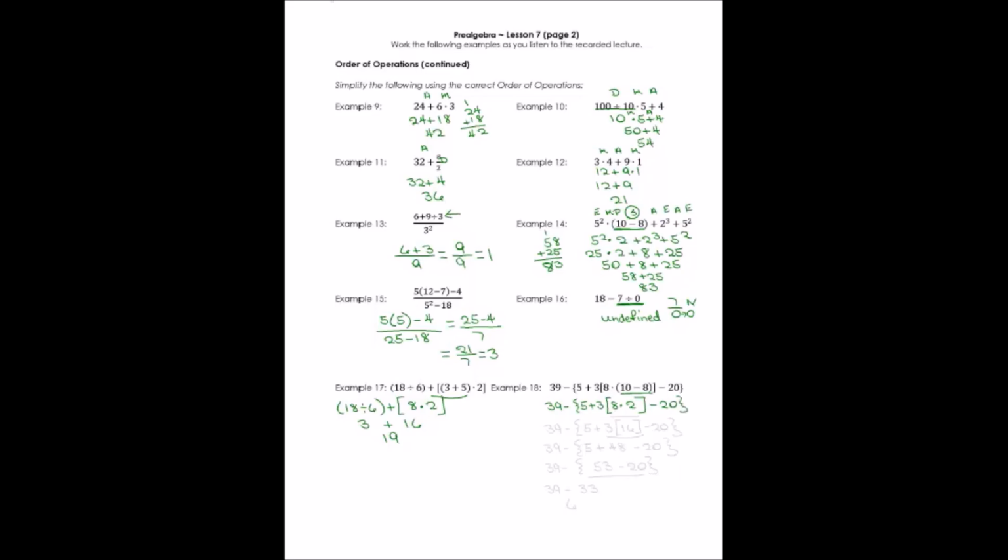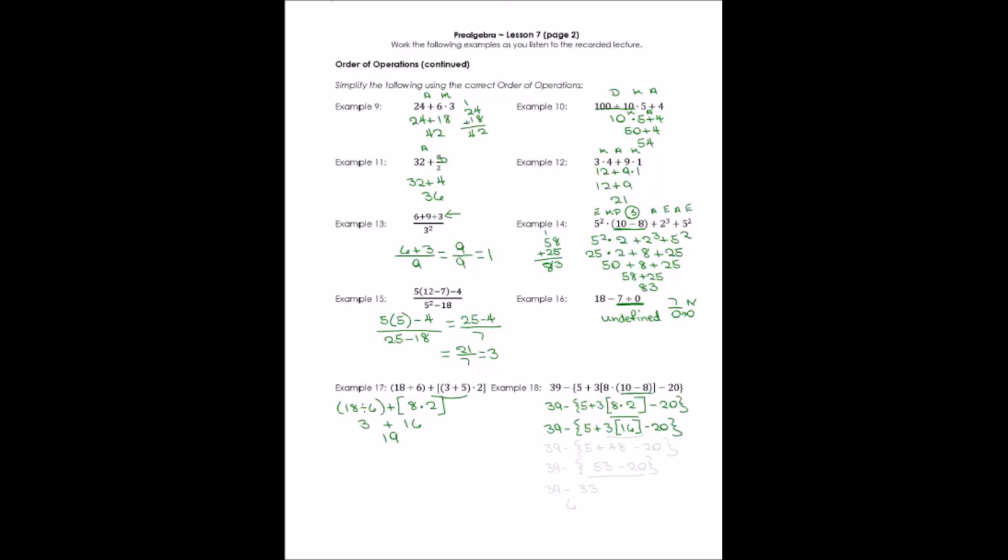Now I'm going to do the innermost set of parentheses again. So all I'm going to do is 8 times 2. Everything else, I'm just going to write down so I don't make any mistakes. So this time I have to keep that set of parentheses to show that I need to multiply the 3 times whatever's inside there. 8 times 2, of course, is 16. And everything else I will write down.